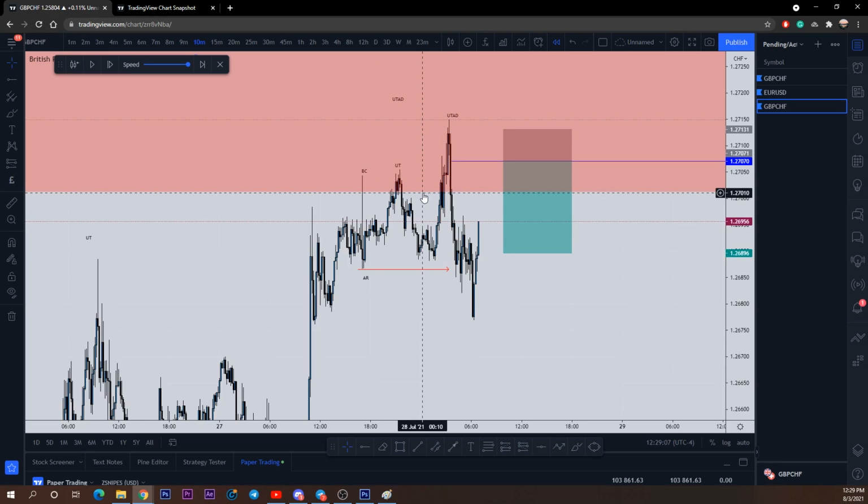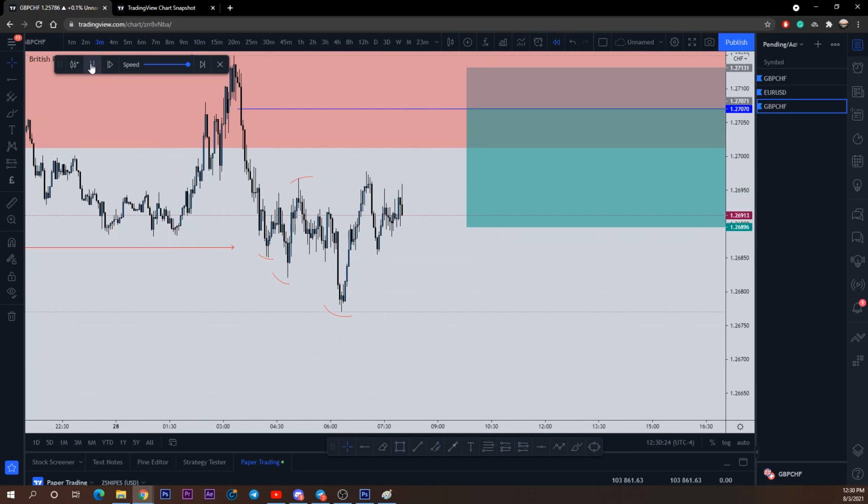Let's check off our confluences, right? We're in a supply area. We have a 30-minute distribution. We have a UTAD. We have a 10-minute distribution inside of our 30-minute distribution forming as our UTAD, right? We have a breaker structure on lower time frame on our UTAD on our fractal distribution, right? That's all the confluence I needed. That's all I needed to be able to take this trade.